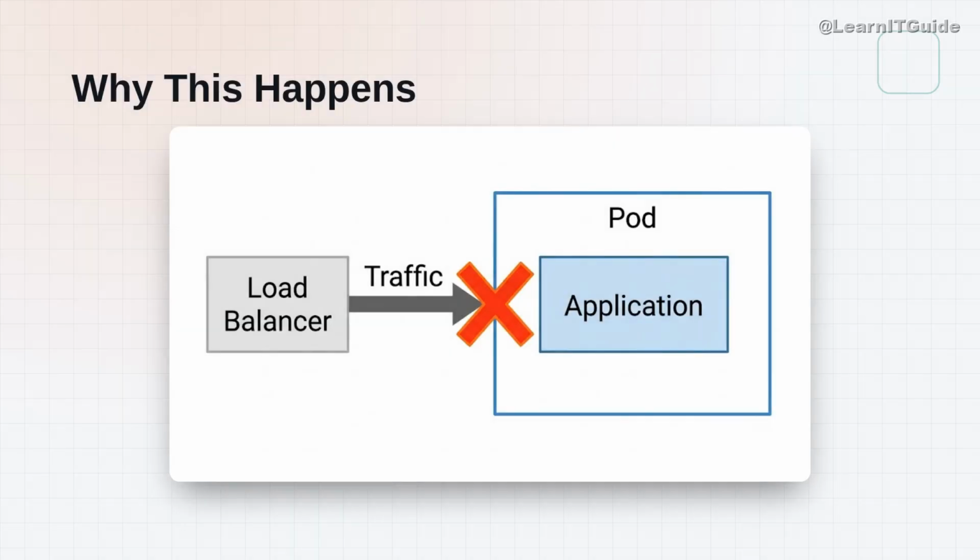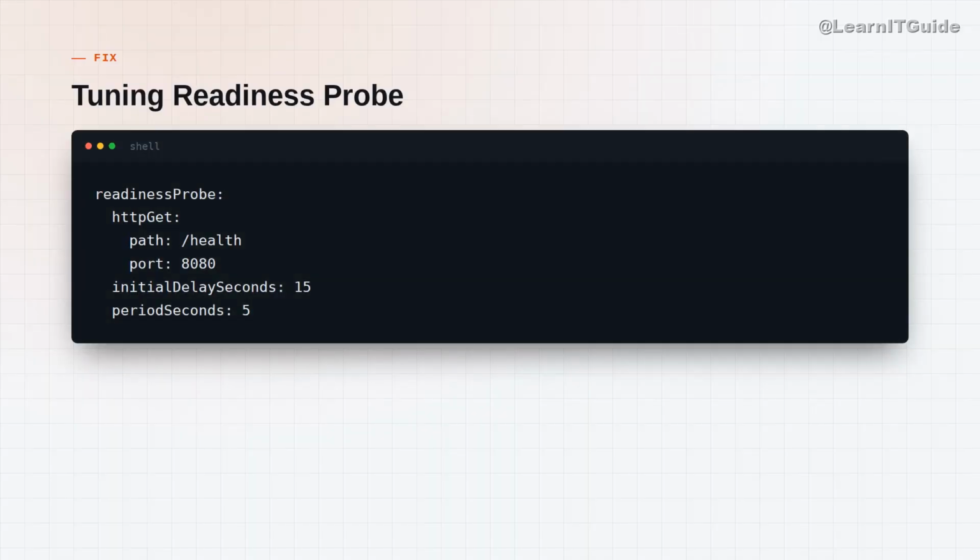So why does this happen? A readiness probe checks if your app is ready to take traffic. If your probe is configured to hit a path that is not yet ready, or if the timeout is too short, the load balancer will never send traffic to this pod. The fix is to adjust the initial delay. Give your application enough time to start up. If it takes 30 seconds to connect to the database, your delay should be at least 35 seconds. This prevents the probe from marking the pod as unhealthy prematurely.